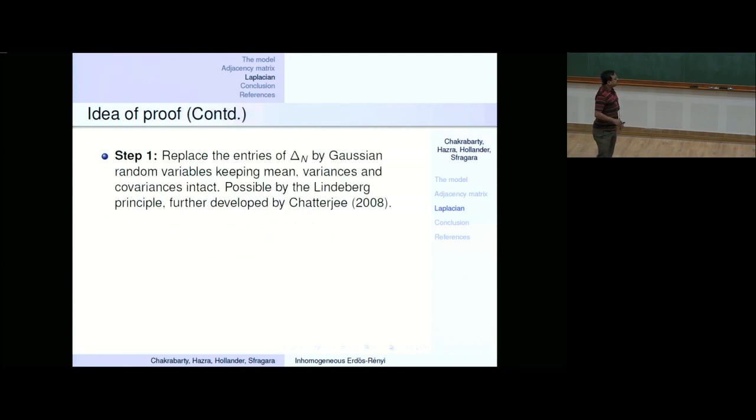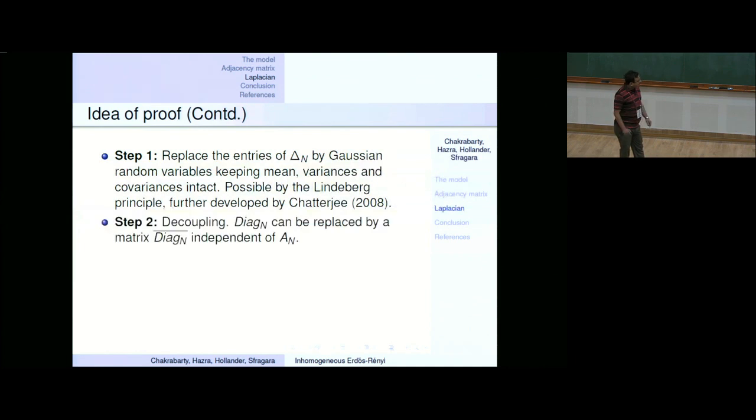Okay. So the first step is to replace the entries of the Laplacian by Gaussian random variables having the same mean, variances and covariance structure. This is possible by employing the Lindeberg principle, which was further developed for random matrices in a paper of Sourav Chatterjee in 2008. So that can be done. So we can essentially work with Gaussian random variables instead of the Bernoulli ones that we started with.